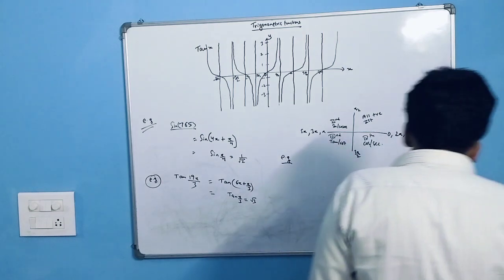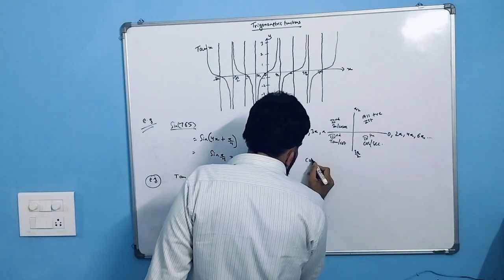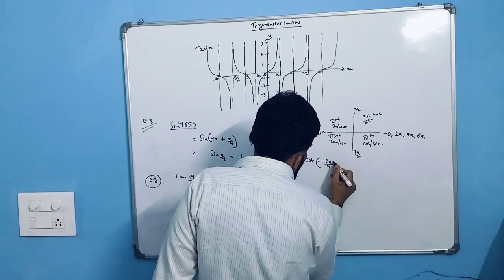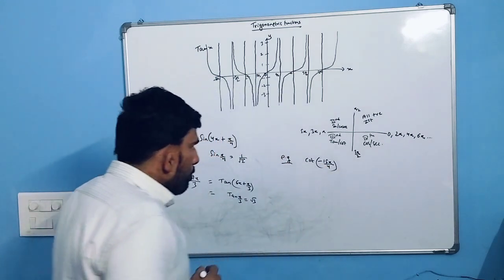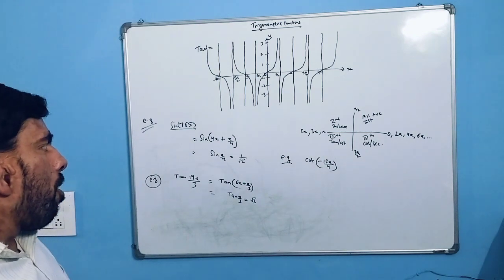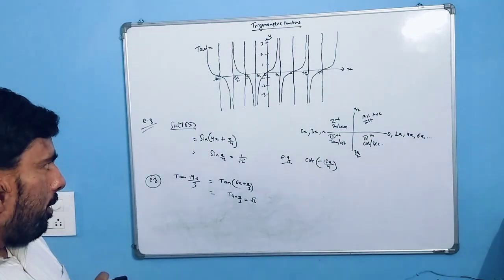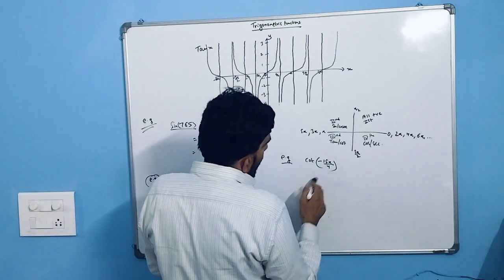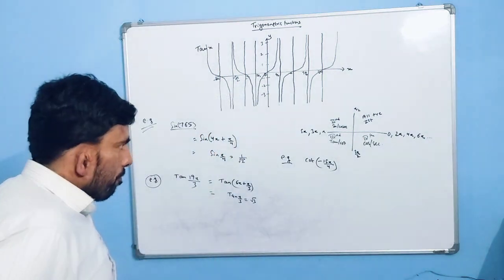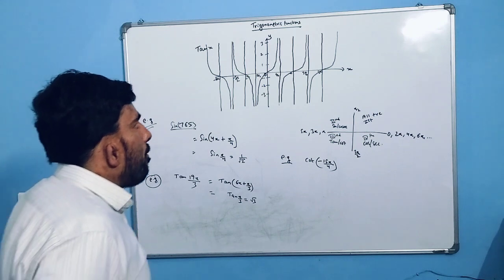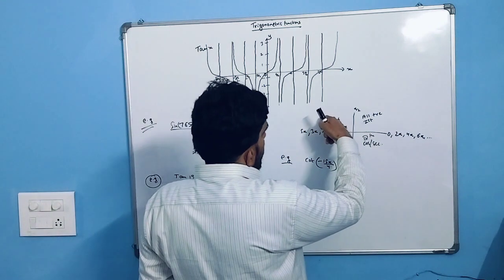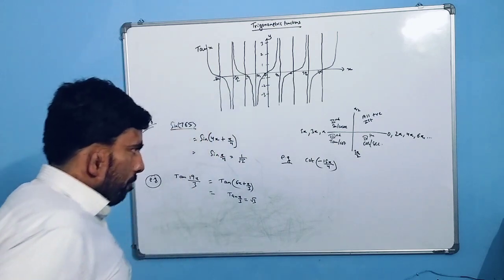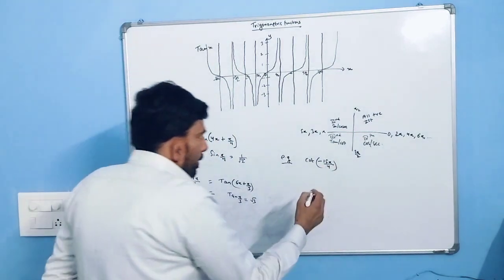Now we have cot(−15π/4). Okay. So now we need to write. First of all, we have to say it is given in the negative value. So cot will be negative in the second quadrant and fourth quadrant. Okay. So I think we can write this.